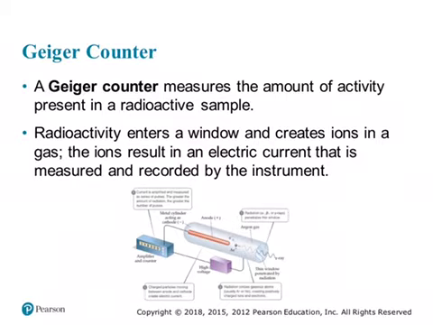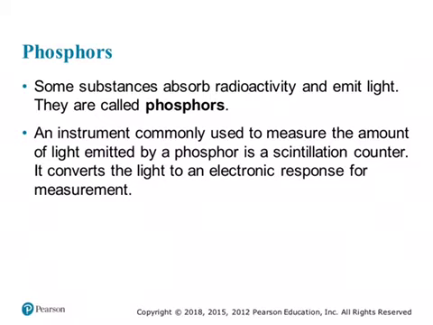The last one is called phosphors. So some substances have the ability to absorb radioactivity, and when they do that, they emit light. These are called phosphors. An instrument commonly used to measure the amount of light emitted by a phosphor is called a scintillation counter. It converts the light emitted by the substance to an electronic response for measurement.